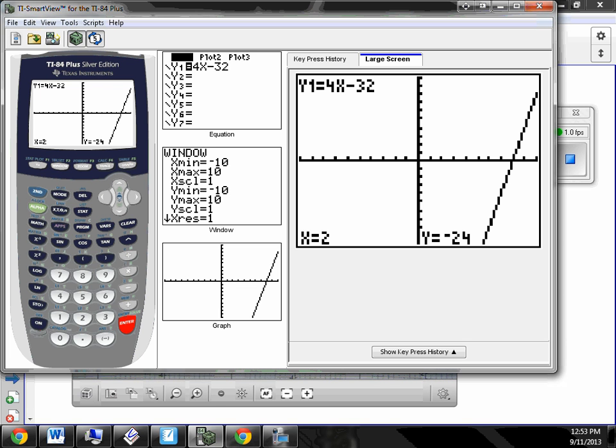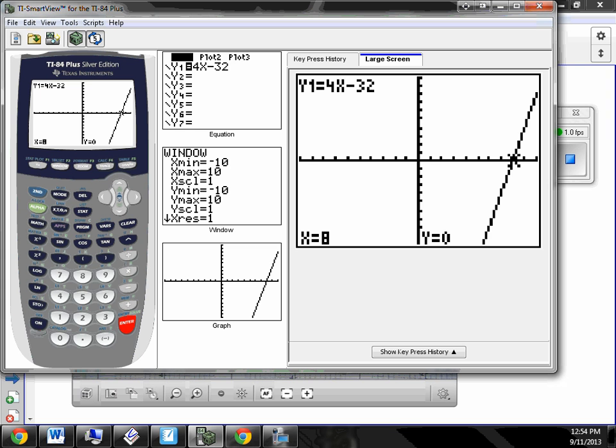Looking at the graph, we can actually see the x-intercept. What is the x-intercept? 8. Now, can we guarantee that it's 8, or is it just really close to 8? It depends. We don't really know. It's probably 8, but if it is 8, what should I get when I plug 8 into the function? I should get 0. And that's what I get. 8 comma 0. So the y-intercept is negative 32, and the x-intercept is 8.